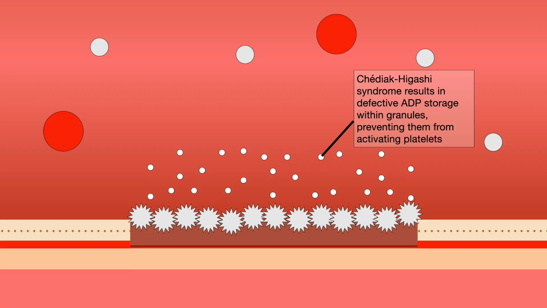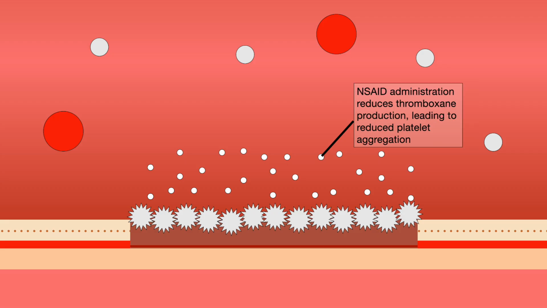Chediak-Higashi syndrome causes defective storage of ADP within the platelet granules. Without ADP, the granules are unable to activate other platelets to recruit them to the platelet plug. This condition has been described in mink, cattle, cats, and whales. Nonsteroidal anti-inflammatory drug administration is a potential acquired cause of coagulopathy. These drugs reduce the production of thromboxane, which is important for platelet aggregation at the site of the platelet plug.